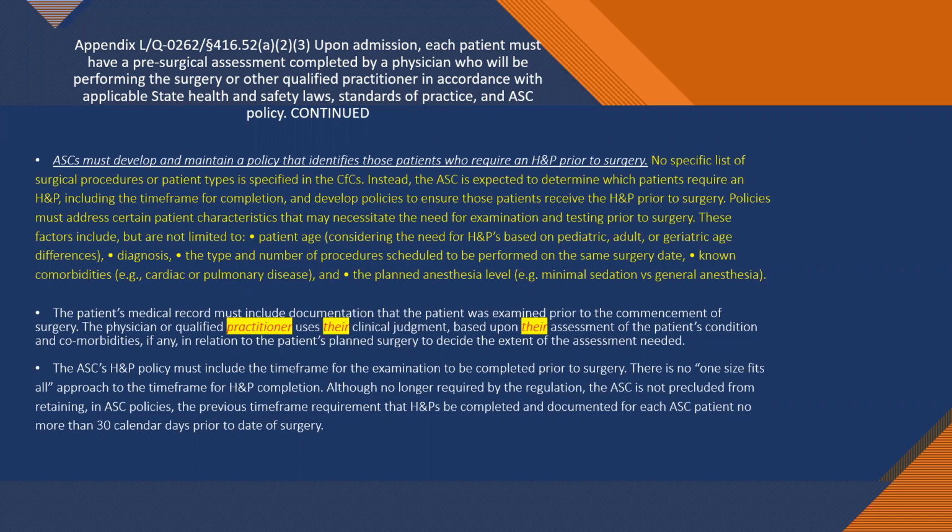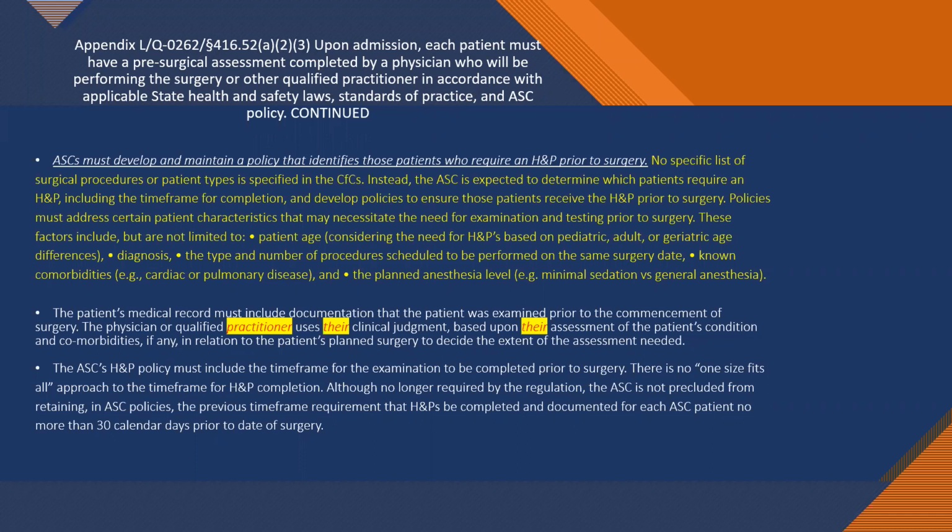The physician or qualified practitioner uses their clinical judgment based on their assessment of the patient's condition and comorbidities, if any, in relation to the patient's planned surgery, to decide the extent of the assessment. Your policy can include whether you need a 30-day H&P or not, but on the day of the procedure, you still need to have the examination of the patient for the appropriateness of the procedure being performed that day. So you decide; the physician needs to examine the patient. He can use the information from the pre-assessment or the pre-admission assessment for identifying no changes, but your policy has to reflect what you're doing.